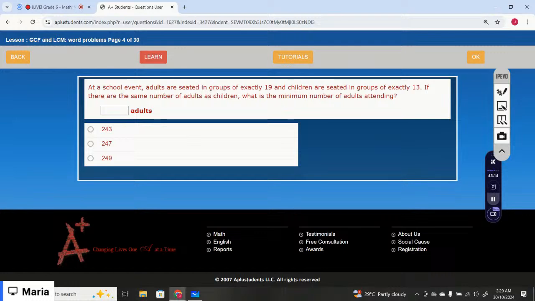At a school event, the adults are seated in groups of exactly 19 and the children are seated in groups of exactly 13. If there are the same number of adults as children, what is the minimum number of adults attending? So which is the correct option?